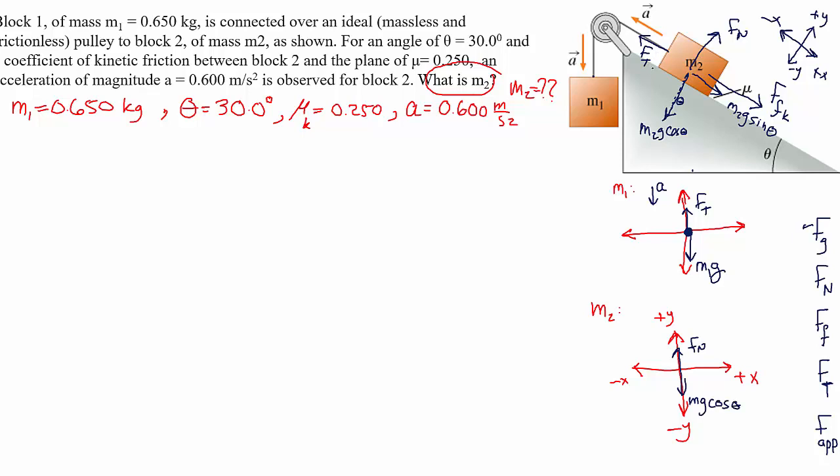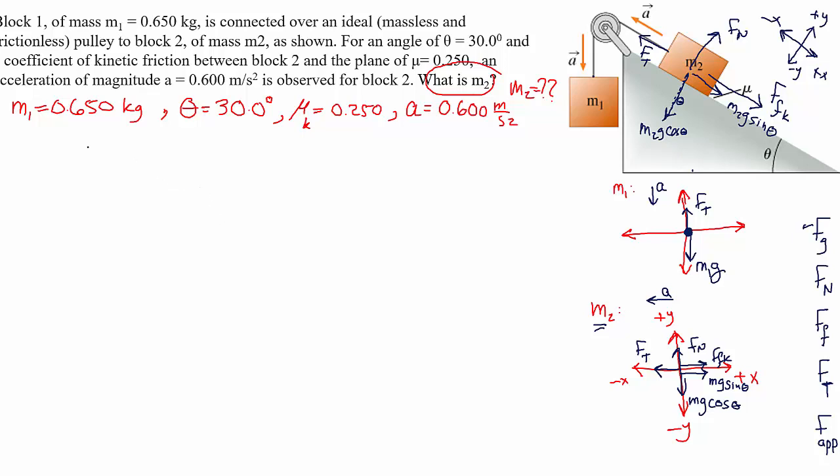Then we have the force of tension in the negative x direction, while the force of friction and the x component of the weight are in the positive x direction. So those are the forces acting on M2. And we know the acceleration is in the direction of the tension. So this is the direction of the acceleration of M2. It's in the negative x direction.